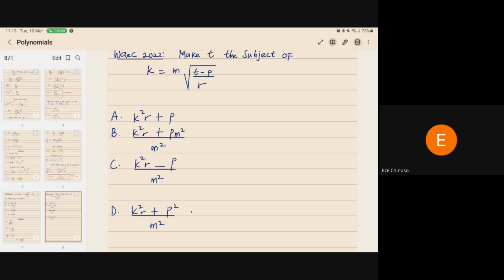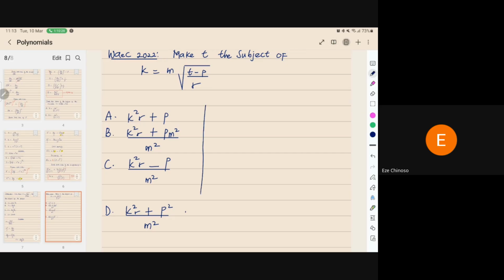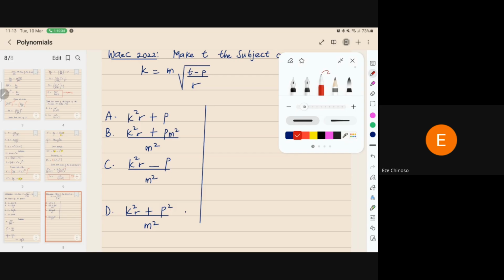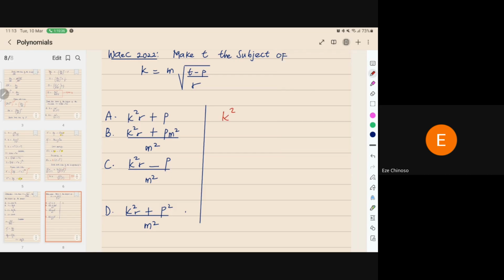I disagree with C because the sign is going to change now. What do you mean? Look at it. Are you paying attention? When you solve, you square both sides. You should have something like this. I disagree with both of you. You have K squared right here. Then M will be squared as well. Then you are left with T minus P all over R. When you cross over to the other side, you now have K squared R equal to M squared times T minus P. Now you divide both sides by M squared.